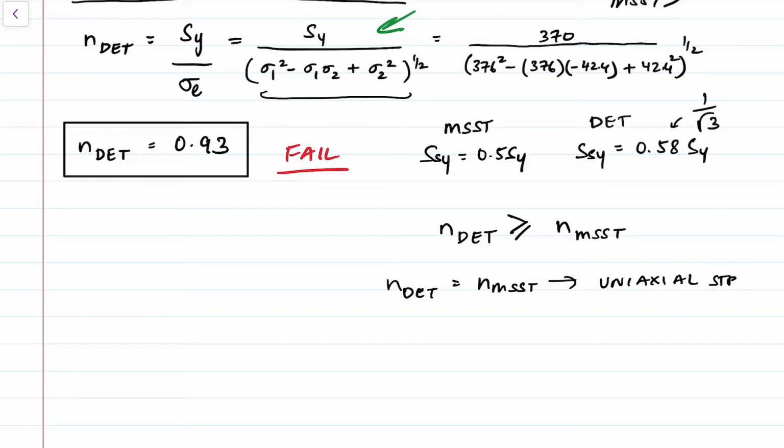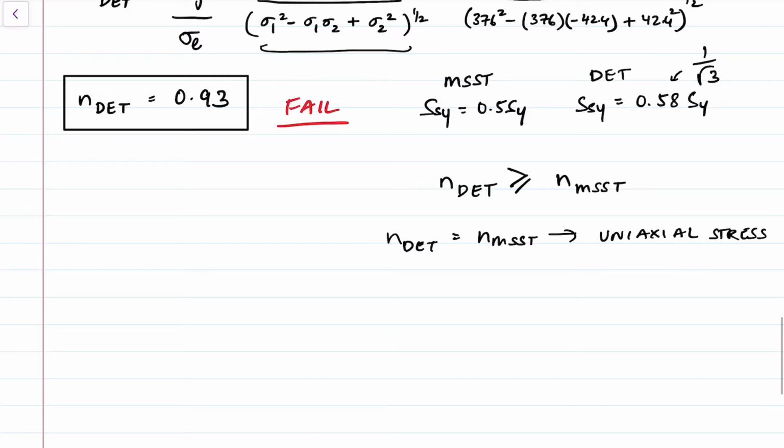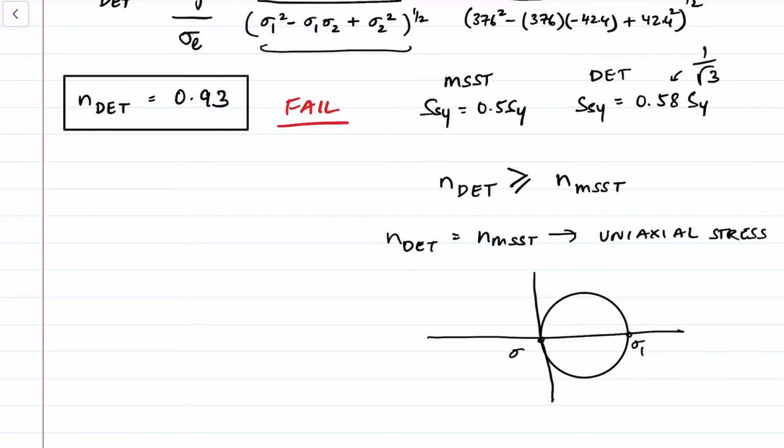So that means you have a stress element that has absolutely no shear and just a bending moment, for example. So what would the Mohr circle look like in that case? It would look something like this, where you have sigma 1, your sigma 2 would be at 0, and then this is your tau max.